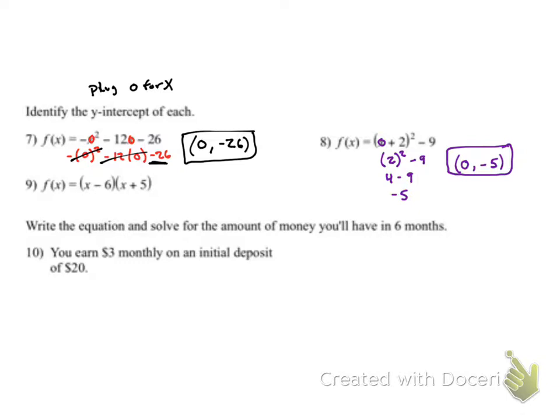Number 9. If we're finding y-intercept, we're still plugging in 0. That number doesn't change. 0 minus 6 gives us -6. 0 plus 5 gives us a +5. -6 times 5 is -30. So our y-intercept here, 0, -30.